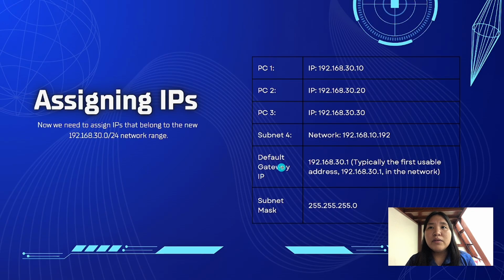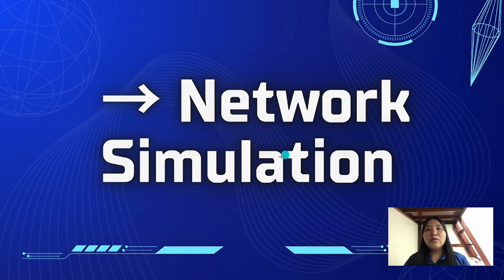Then the default gateway IP address that we will be using is 192.168.30.1, typically the first usable address. Then the subnet mask we will be using is 255.255.255.0. Then next, we will do the network simulation in Cisco Packet Tracer.